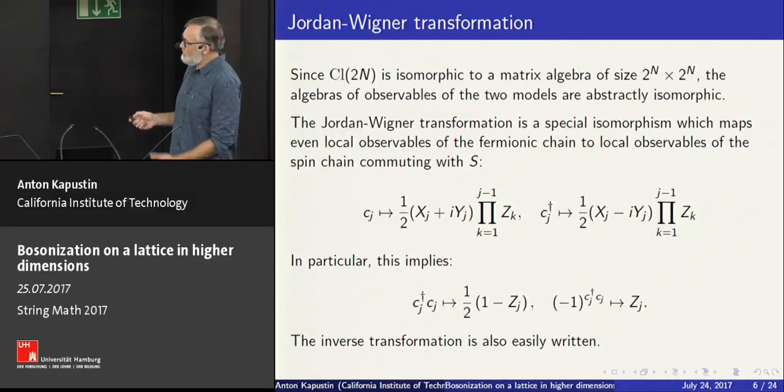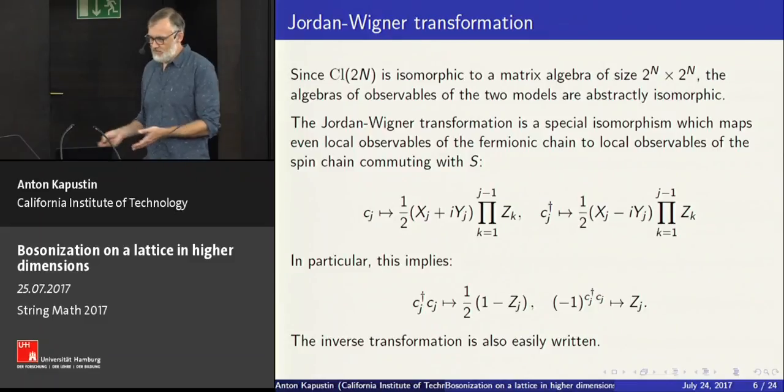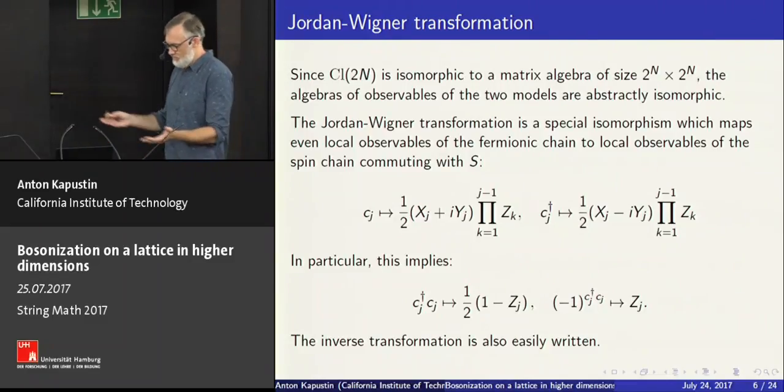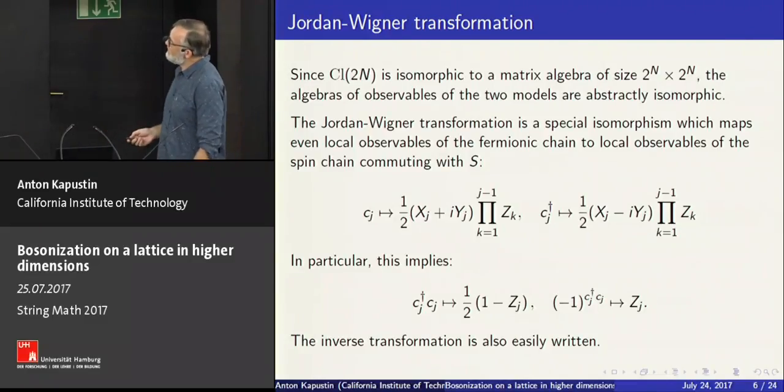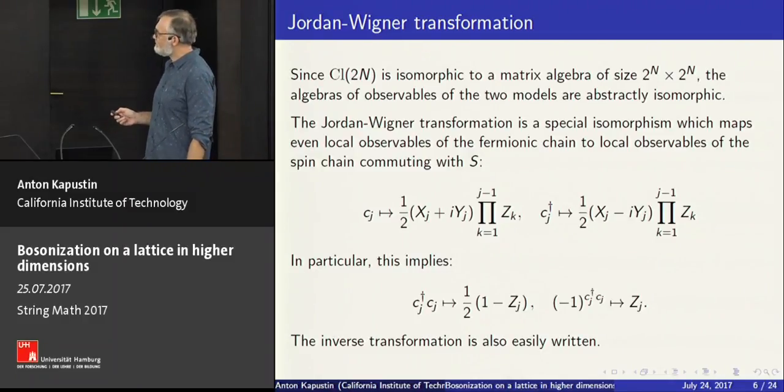The reason is because I want to be able to map every local Hamiltonian on the fermionic side to a local Hamiltonian on the bosonic side in a way which preserves the whole structure of the operators. I want to induce some algebra isomorphism, at least for the even parts of the algebra. And this is a transformation called the Jordan-Wigner transformation. So X's and Y's and Z's live on the bosonic side and C's and C daggers on the fermionic side.